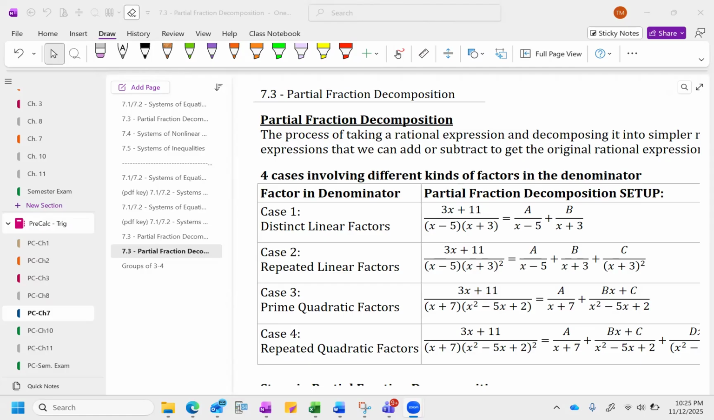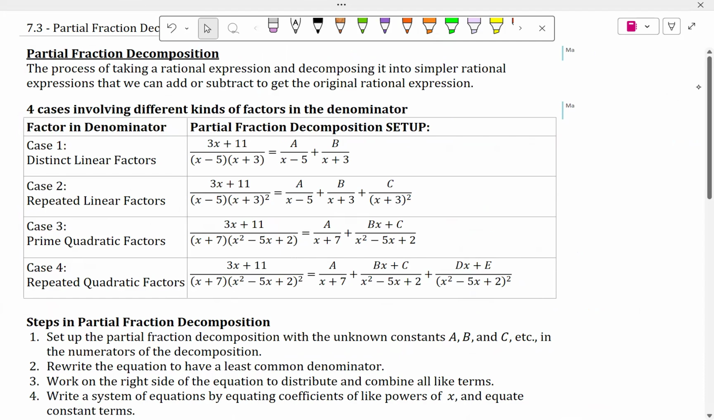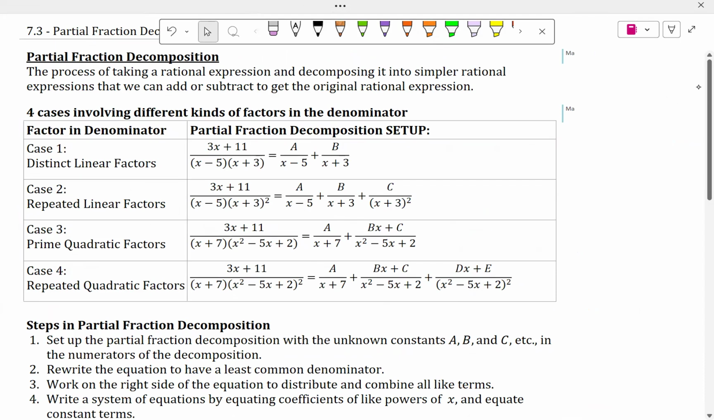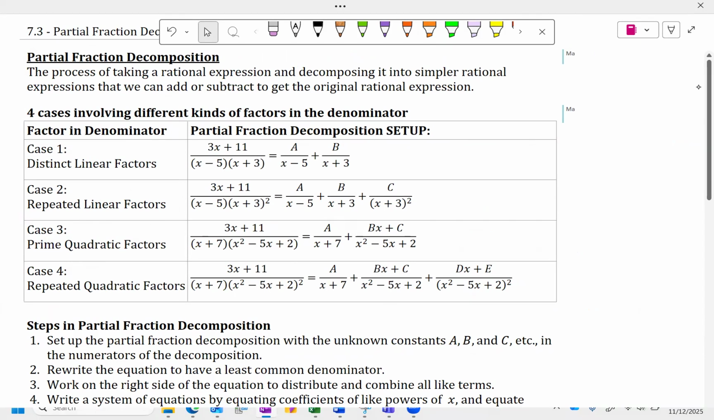Okay, we're going to go through partial fraction decomposition today, 7.3. We're first going to talk about if our original fraction that we're working with has a denominator that has linear factors in it. And then later we'll talk about if the denominator has quadratic factors in it. So for right now, we're just going to go over case 1 and case 2, where they have linear factors.